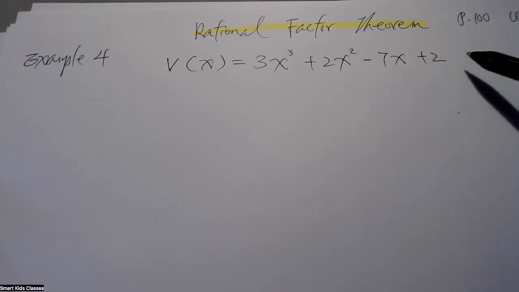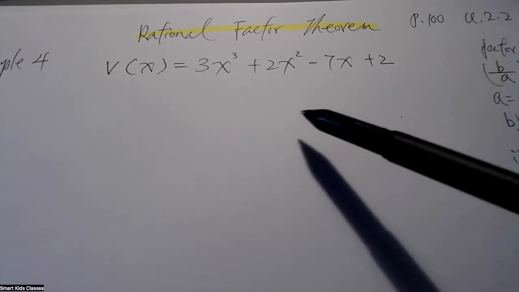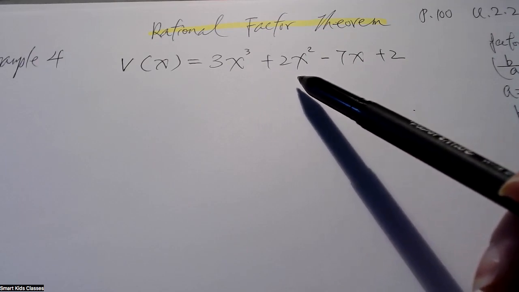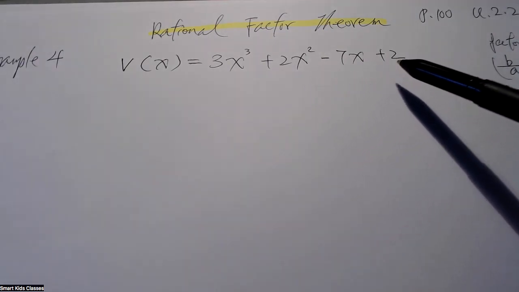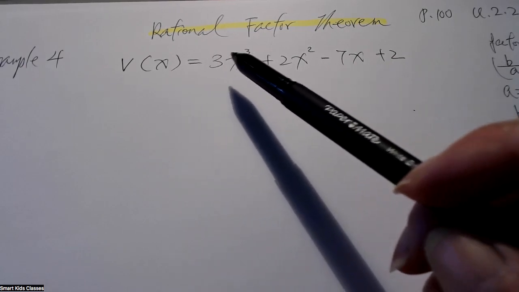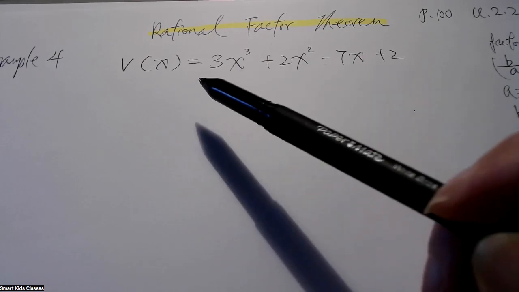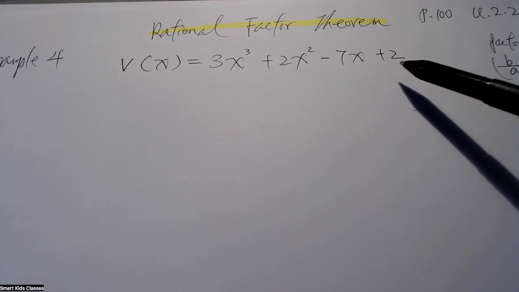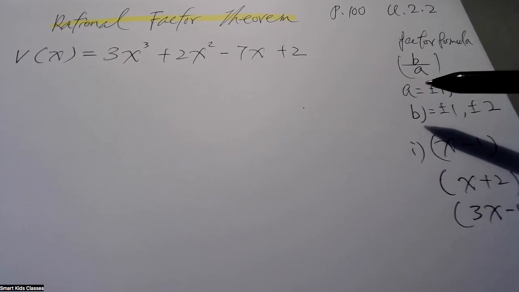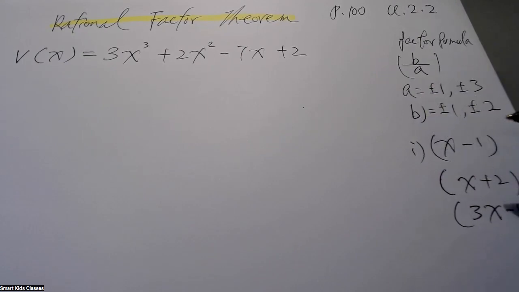Now, example 4 is on page 100, same unit, 2.2. It's giving you v of x equals 3x exponent 3 plus 2x exponent 2 minus 7x plus 2. For this function, you're learning the rational factor theorem. So again, we apply the same formula. a is 3 and b is 2. So the formula is b over a. We find all the factors of b and all the factors of a, and divide them.